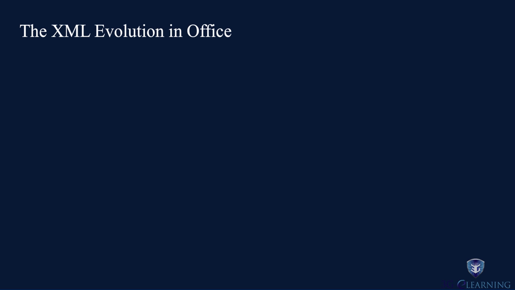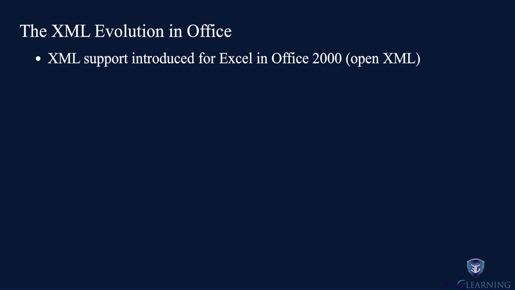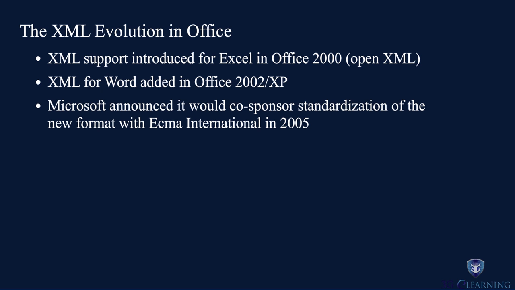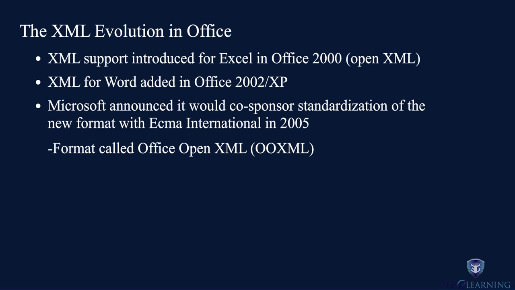So, as far as Microsoft Office is concerned, how did XML evolve? XML support was first introduced in Excel in Office 2000 and was known as OpenXML. XML for Word was added in Office 2002, or Office XP. Microsoft announced that it was co-sponsoring standardization of the new format with ECMA International in 2005. And that standardized format is called Office Open XML, which is sometimes abbreviated as OOXML.